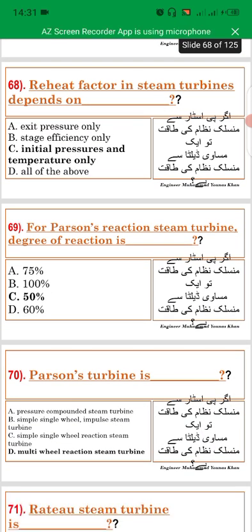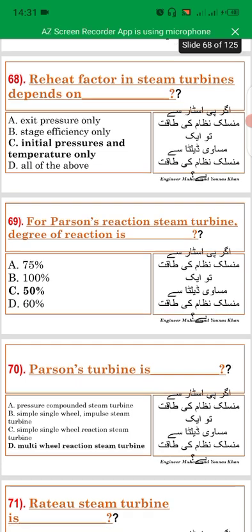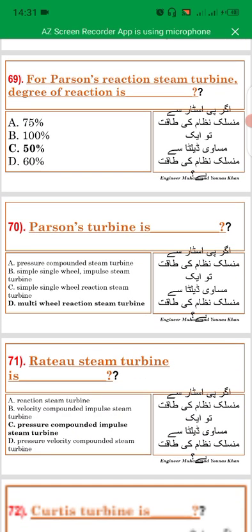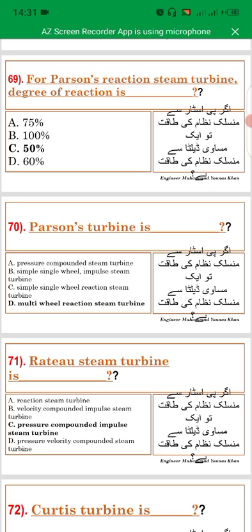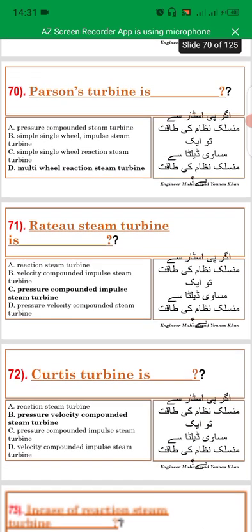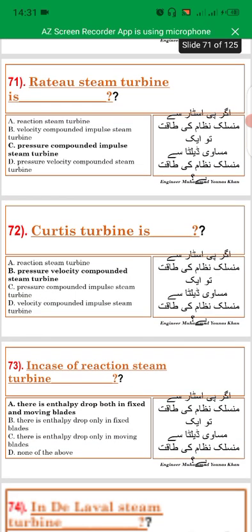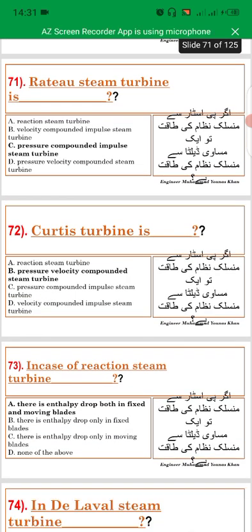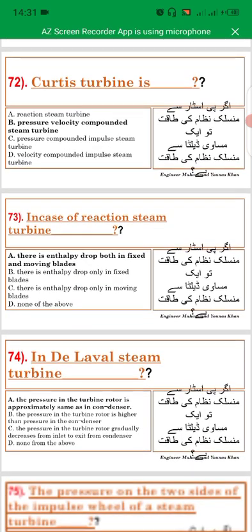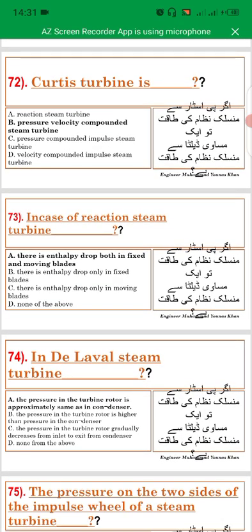Reheat factor in steam turbines depends on initial pressure and temperature only. For Parsons reaction steam turbine, the degree of reaction is 50%. Parsons turbine is a multi-wheel reaction steam turbine. Rateau steam turbine is a pressure compounded impulse steam turbine. Curtis turbine is a pressure velocity compounded steam turbine.